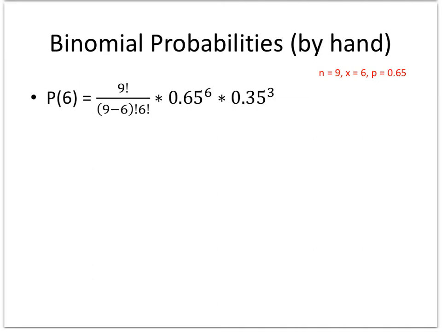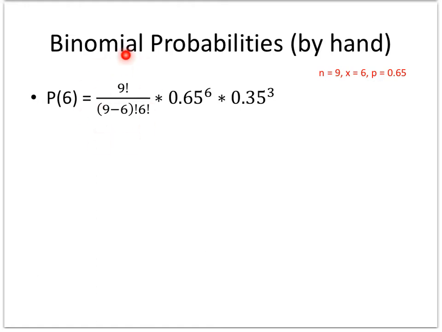So this is the actual formula, and you've seen this before with combinations. This is n factorial divided by n minus, in this case not r, but x, factorial times x factorial, times the probability of success raised to the number of successes, times the probability of a failure raised to the number of failures.